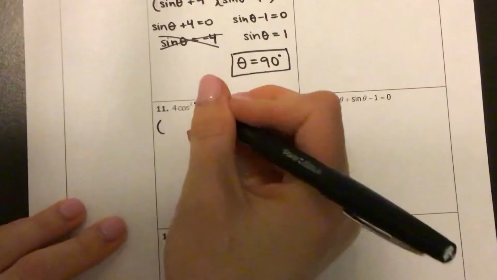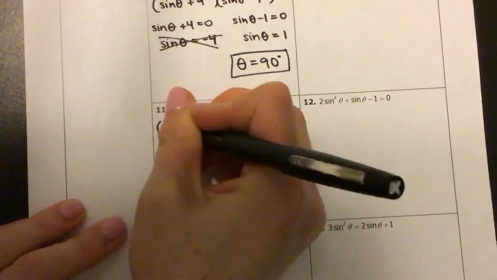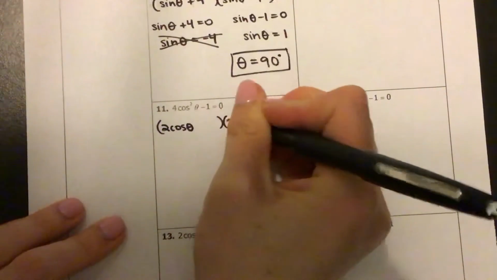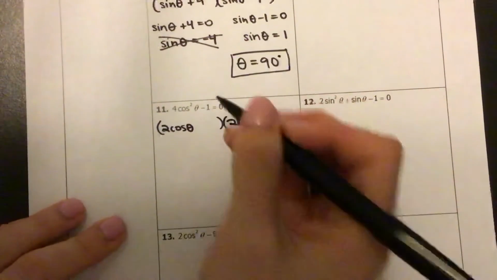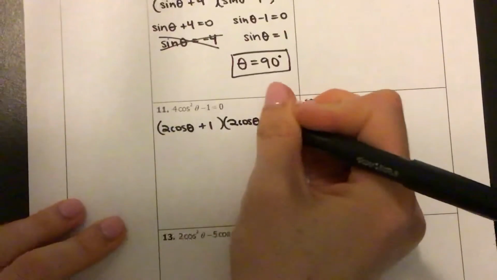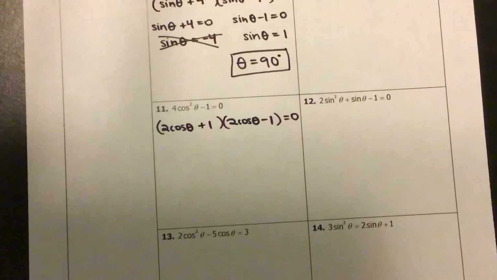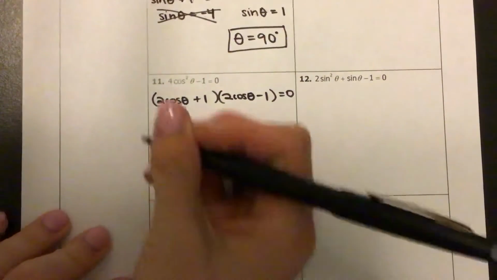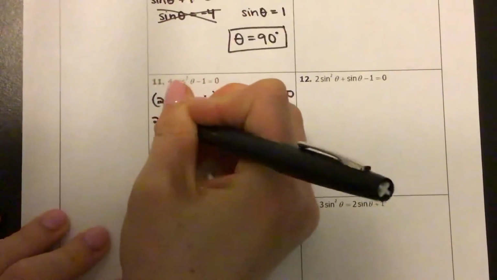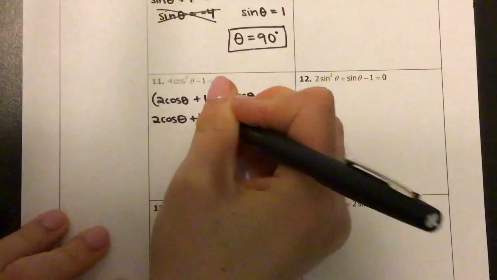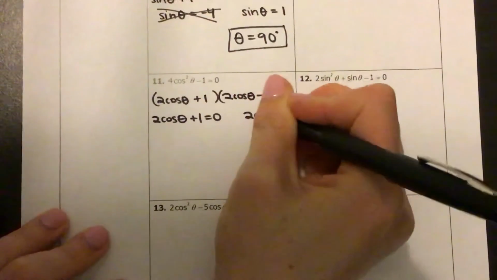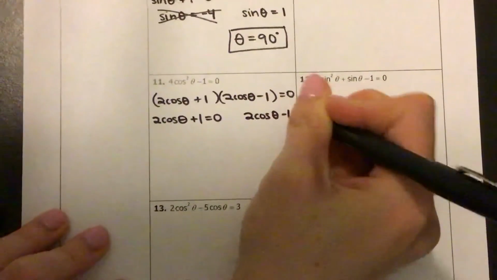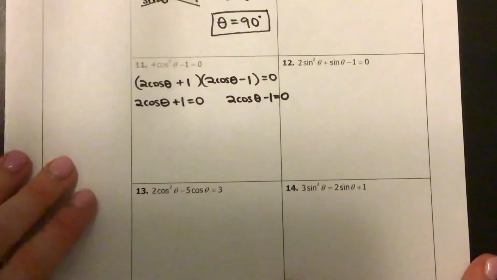For 4 cosine squared, we do 2 cosine times 2 cosine. And then for the minus 1, we have a plus 1 minus 1. So that is our difference of squares pattern, a plus b, a minus b. So we can take each one of these factors, set them equal to 0. So hopefully you guys are feeling confident by now in using that unit circle.